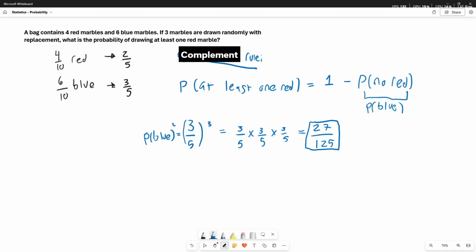So really, when we're asking what is the probability of at least 1 red, we're really asking what is the probability of getting blue 3 times in this context, because there are 3 times we do this process. It would depend on how many times they ask you to draw the other color. So 27 over 125 is the probability of not getting red for 3 turns.